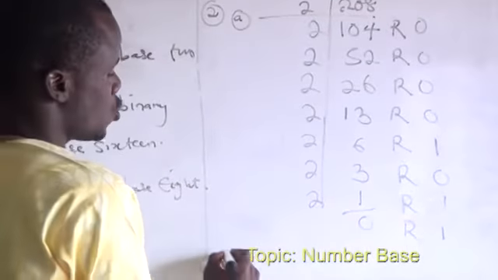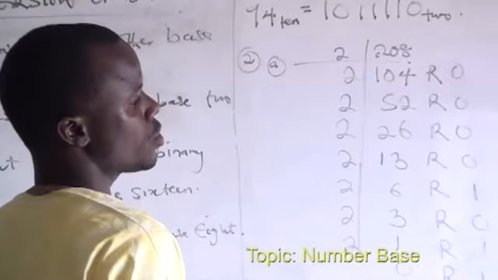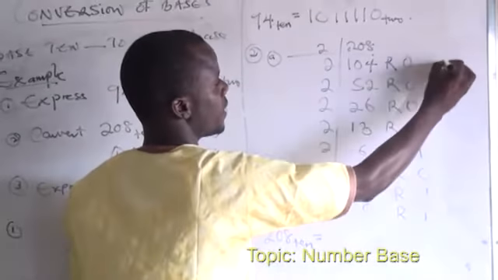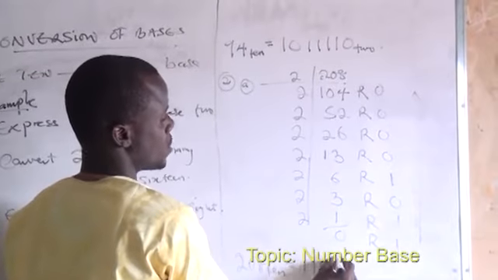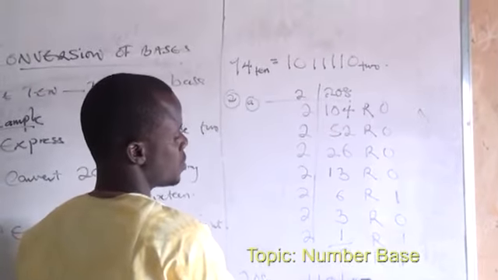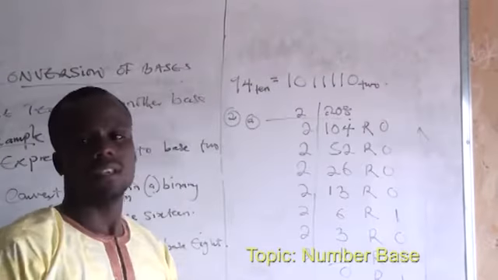So now here we say 208 base 10 is equal to, taking from the bottom, 1, 1, 0, 1, 0, 0, 0, then we write base 2, and this is the answer.